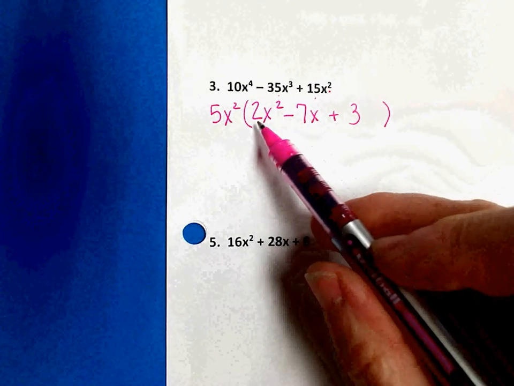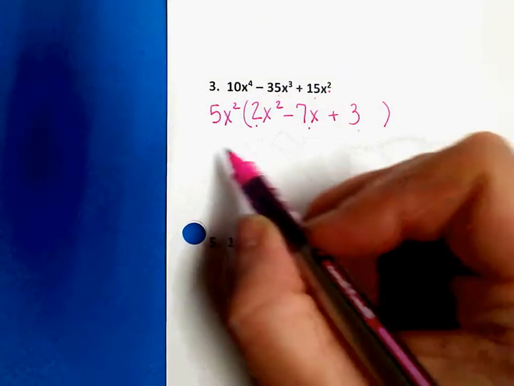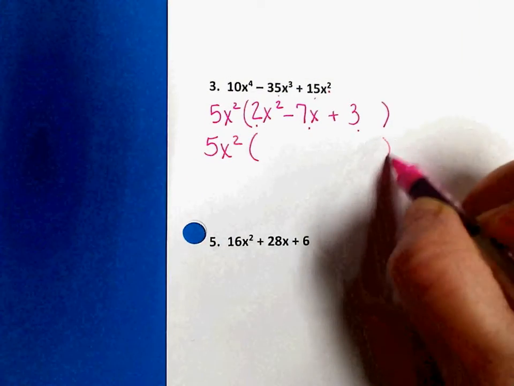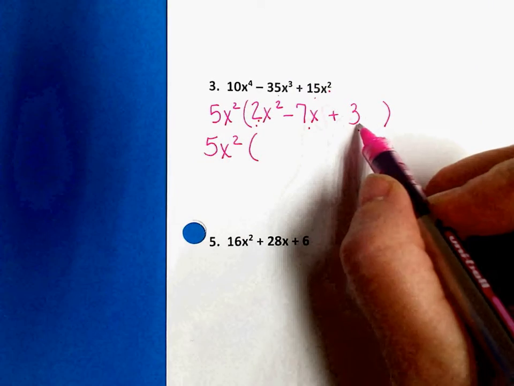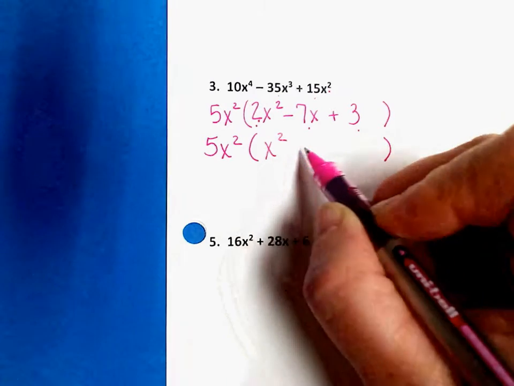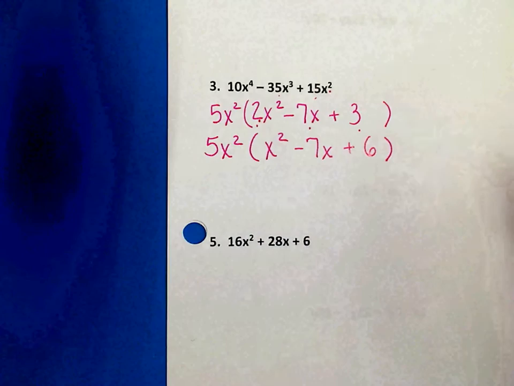So now I'm going to deal with this quadratic in the parentheses, and I'm going to use the bottoms up method to factor it into 2 sets of parentheses. So I'm going to move the 2 to the end and multiply it with the 3. So now I have x squared minus 7x plus 6.